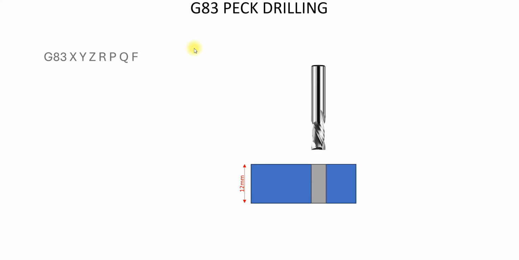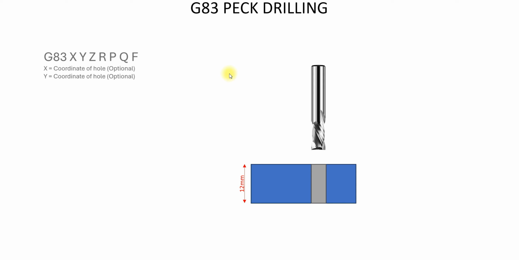syntax, and the G83 can be combined with some letter codes. We have X, Y, Z, R, P, Q and F codes. What we want to demonstrate here on this bracket, which is 12 millimeters thick, is that we have our end mill here, and we want to make this hole here. So how do we do that in combination with these letter codes? Well, let's take a look.